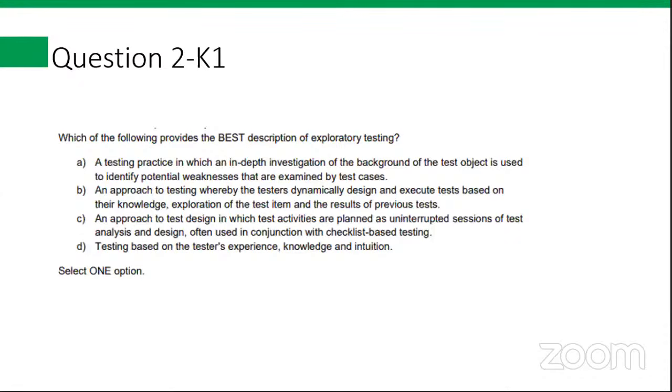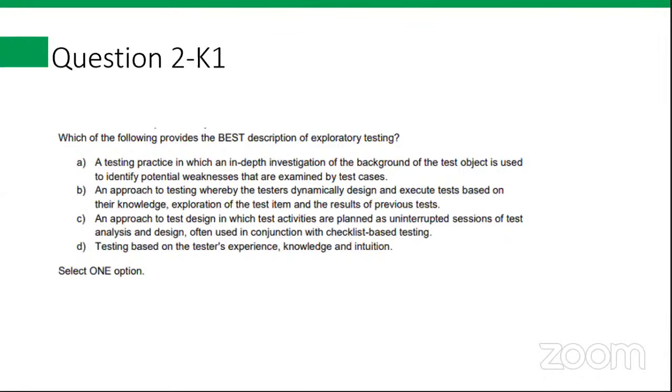Then somebody had said that it's option C. Option C is actually the definition for session based testing, wherein the keyword execution is replaced by analysis. So, an approach to test design in which test activities are planned as uninterrupted sessions of test analysis and design. The keyword here is actually uninterrupted sessions. So the session keyword should be used to find out that this is the definition of session based testing. Then they have also intentionally created an error here. Actually, the word should be execution, but they have replaced execution with analysis in the statement. So that's why option C is not the answer.